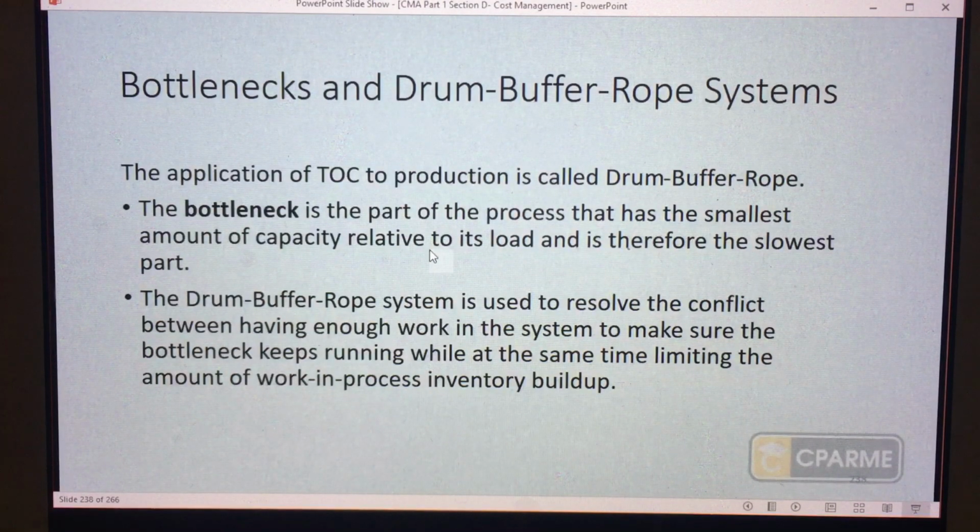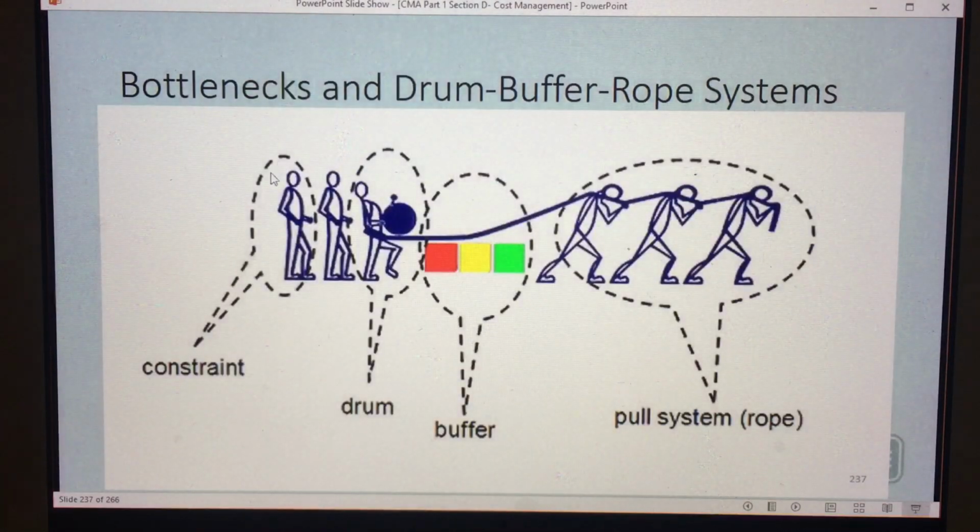The bottleneck is the constraint. So it has the smallest amount of capacity relative to its load and therefore is the slowest part. Your DBR, this is used to resolve conflict, having enough work in the system to make sure that the bottleneck keeps running while at the same time limiting the amount of work in process inventory build-up. Kaya nga, again, start siya, no, doon sa constraint na magmamark na doon sa drum to signal kanya.